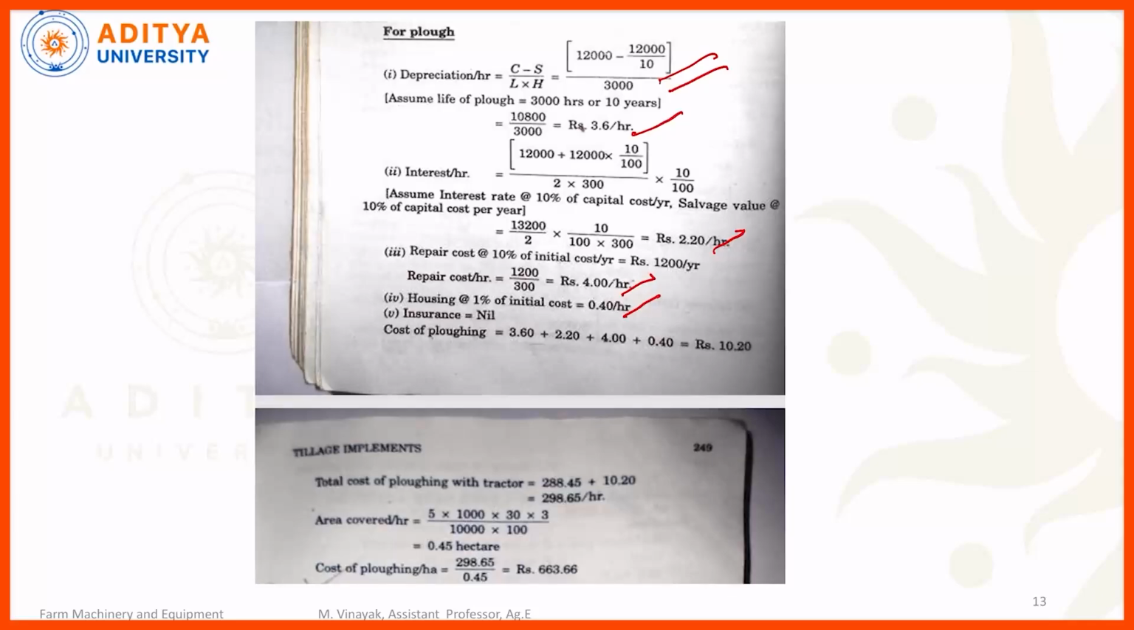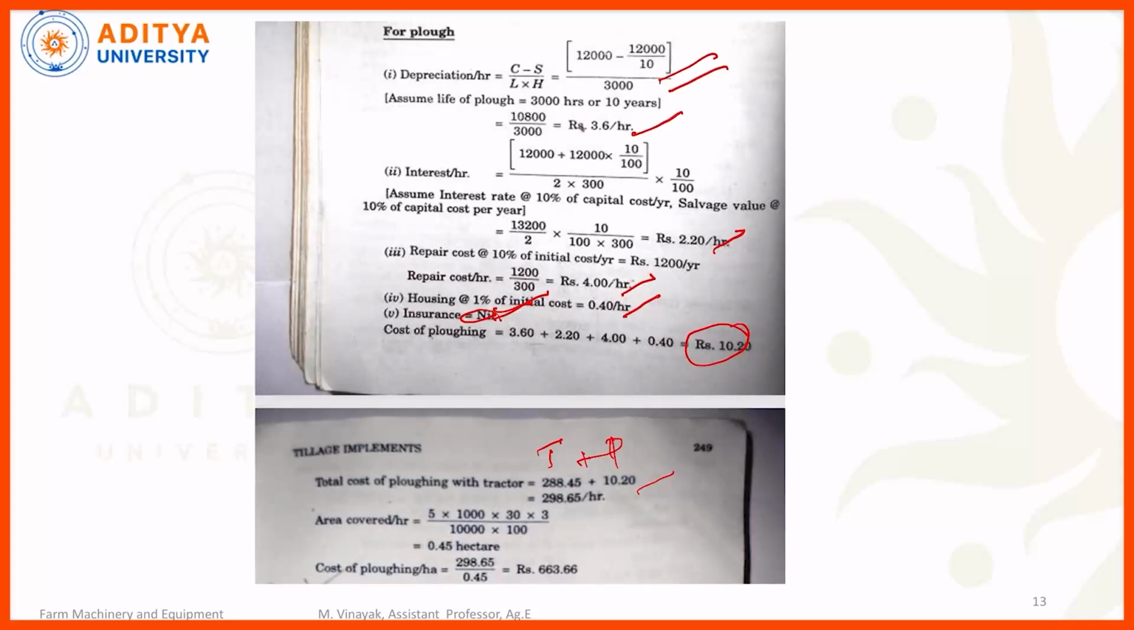For the ploughing operation, they did not provide insurance for the plow or implement, so insurance is mentioned here as nil. You can add the sum of the fixed cost for the implement, 10.20 rupees per hour. Total fixed cost for both tractor and implement, this one is the tractor, this one is the plough, so we can get 298.65 rupees per hour.